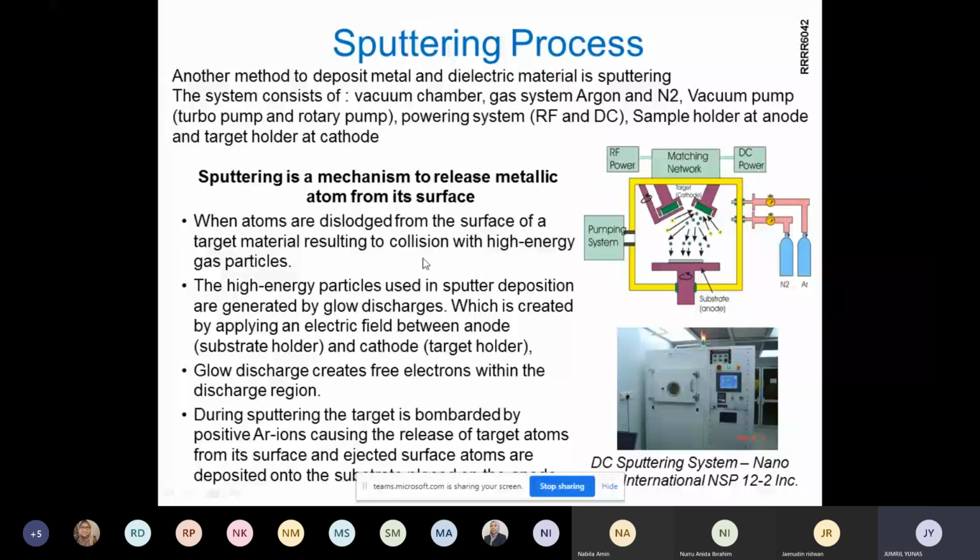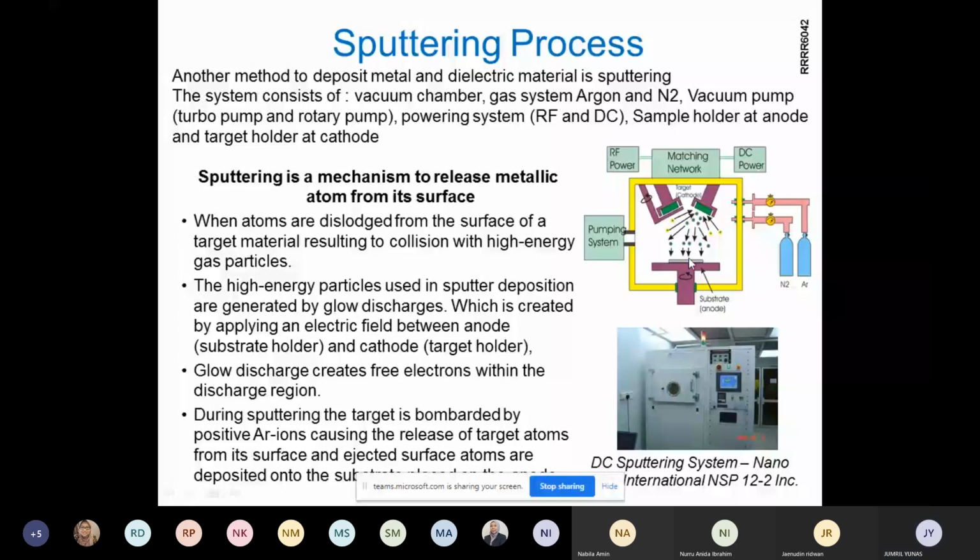Sputtering is a mechanism to release metal atoms from a surface. Atoms are dislodged from the surface of a target material as a result of collision with high energy gas particles coming from argon. The high energy particles used in sputter deposition are generated by glow discharge inside the chamber, which is created by applying a high electric field between anode and cathode.